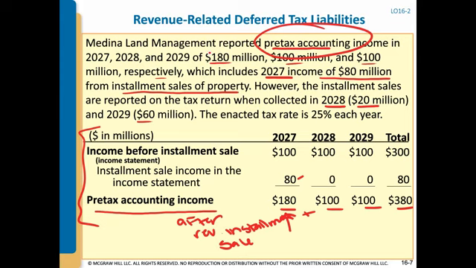So the installment sale income recognized for financial reporting is 80 million. If I'm looking at my income before installment sale, it was $100 million, and then they had plus 80 to get to 180. So my income before installment sales for each of the years was $100 million, but we're going to start with our pre-tax accounting income.